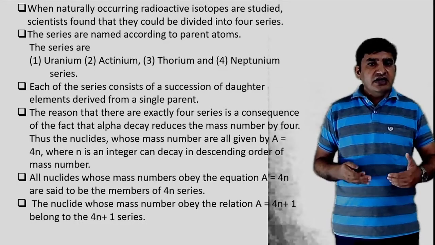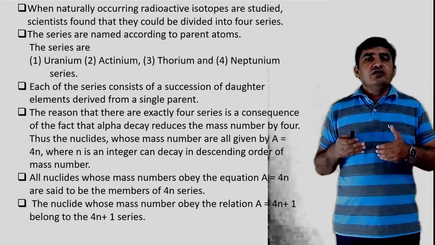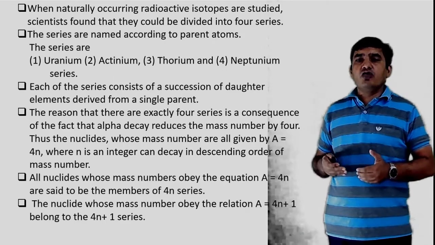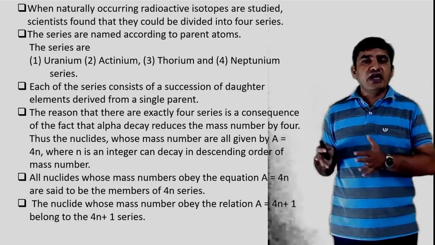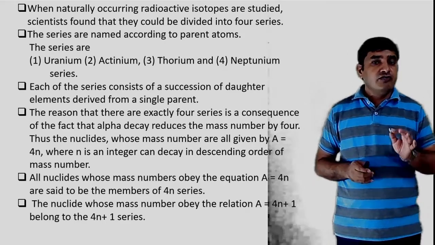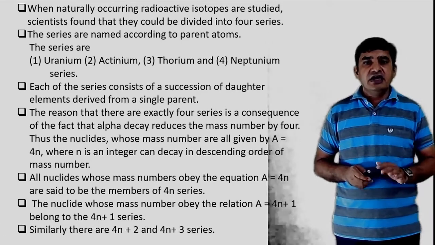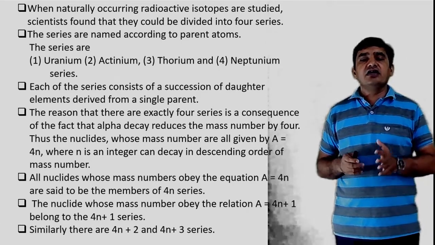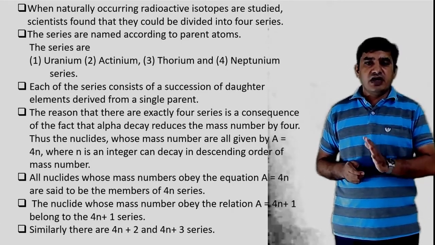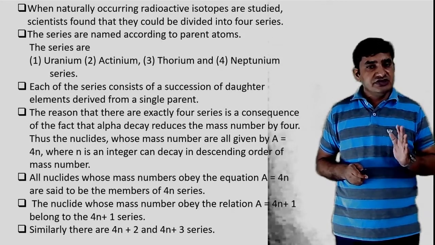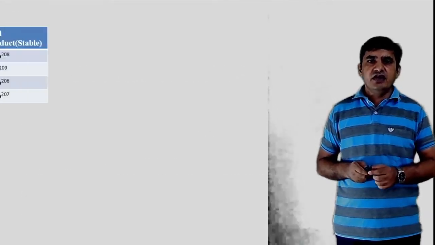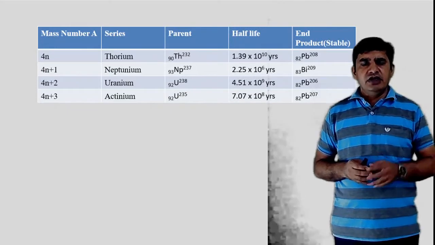The nuclides whose mass number obeys the relation A equal to 4n plus 1 belong to the 4n plus 1 series, and similarly there are the 4n plus 2 and 4n plus 3 series. Now we have to see them one by one.